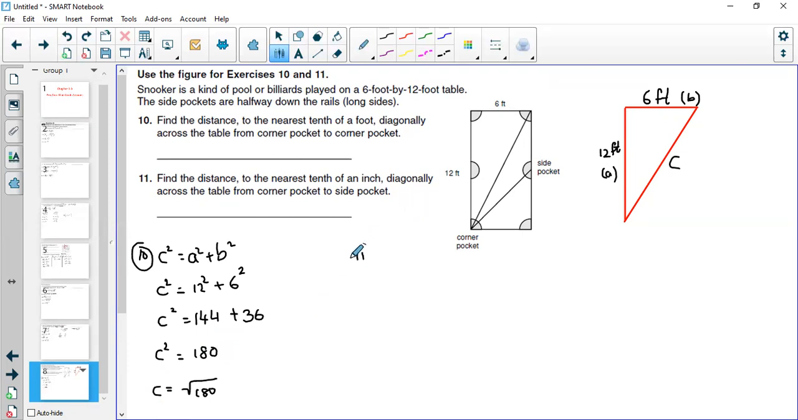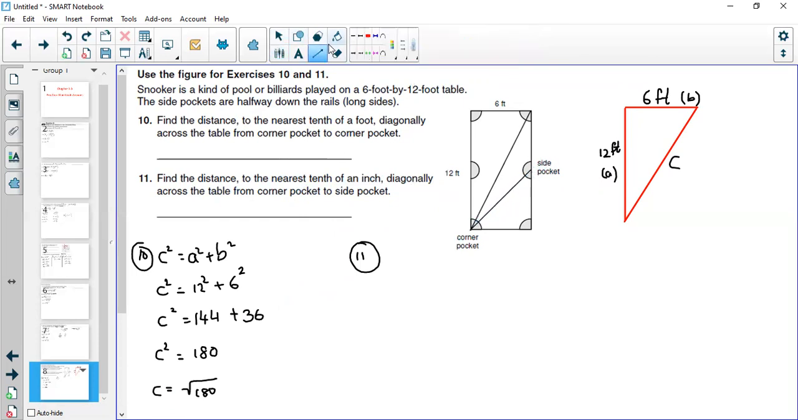Question number 11 was easy, only that you need to understand the question. Once you understand, then it's easy to do. If you think you did not understand this part, now you understood, try to do question 11. Pause the video, do 11, then check your answer. Find the distance to the nearest tenth of an inch diagonally across the table from the corner pocket to the side pocket. So they want you to find the distance of this.